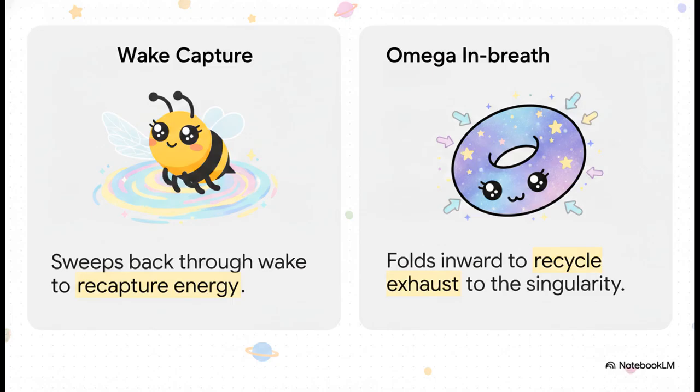Remember the bee's third trick, wake capture, where it purposefully sweeps its wing back through turbulent air to reclaim kinetic energy? Well, in the 12-dimensional cosmic model, the entire universe operates as a massive, breathing torus. The outward expansion generates heat and noise, but the inward return is called the 12D omega inbreath, which mathematically recycles that radiant exhaust straight back to the center singularity, so the universe never actually runs out of energy. So wake capture isn't just some evolutionary neat trick, it is the exact biological execution of the 12D omega inbreath, just performed perfectly in miniature.